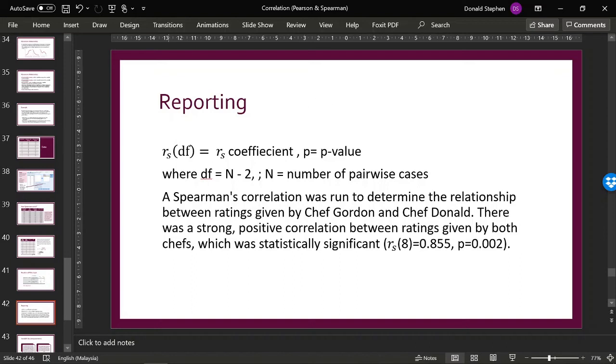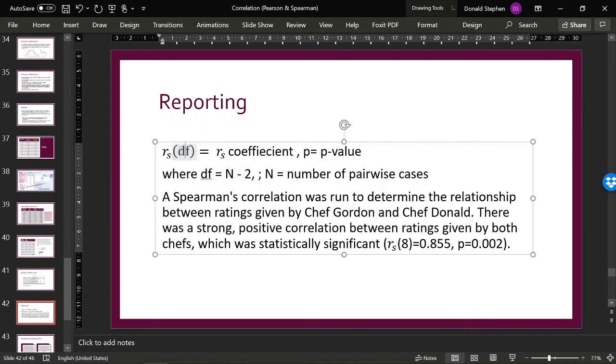R and a small s, or you can use the Greek letter rho. And then the degree of freedom. Degree of freedom is n minus 2 because we have 2 sets of ratings, and then you have to state your p-value as well. So this is how you report this.